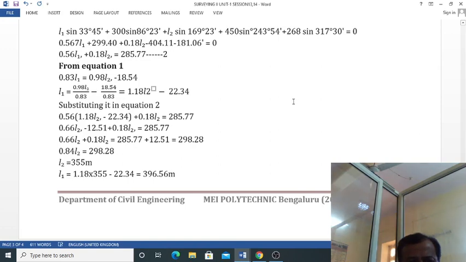Then how do you find the value of L1? We know L1 is equal to 1.18 L2 minus 22.34. Substitute that value of L2 here. L1 is equal to 1.18 into 355 minus 22.34. This is how we are going to find out the value of L1.